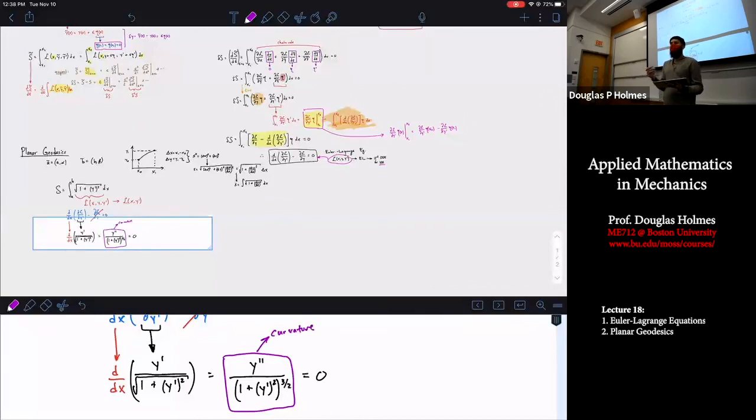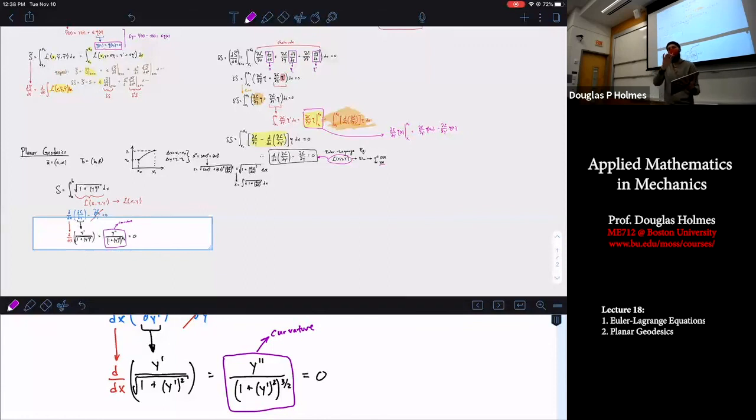So physically, what is this saying about the shortest distance between two points on a flat manifold? The curvature has to be 0. Now, what was just said in class is that it's a straight line. That's not what this says. This is just saying the curvature needs to be 0.